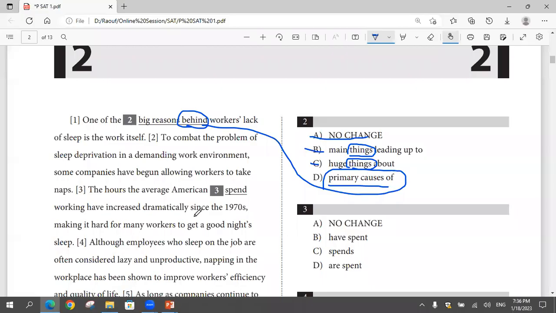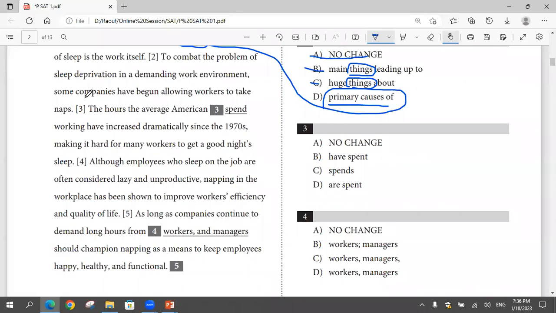Now, please, let's go to question 3, not 2, sorry, question 3 in the test here. Think of it really well, starting from here, and decide whether it should be spend or have spent or spends or are spent.